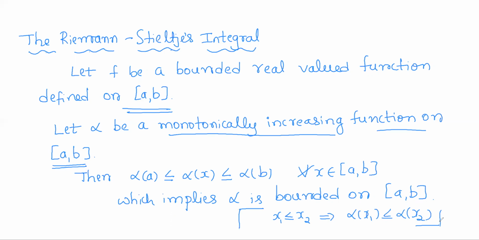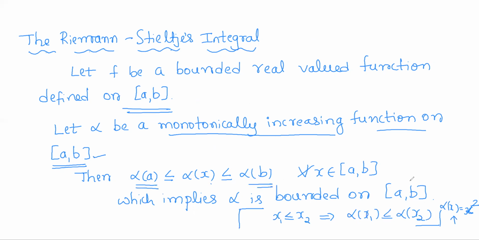As the domain points increase, the corresponding function values also increase. For example, you can take alpha of x to be x square. So as the x values increase, x square values also increase. Okay. So now, let alpha be any monotonically increasing function on the closed interval a comma b. So as it is monotonically increasing, if we consider any x from a to b, alpha of x is greater than or equal to alpha of a and less than or equal to alpha of b.